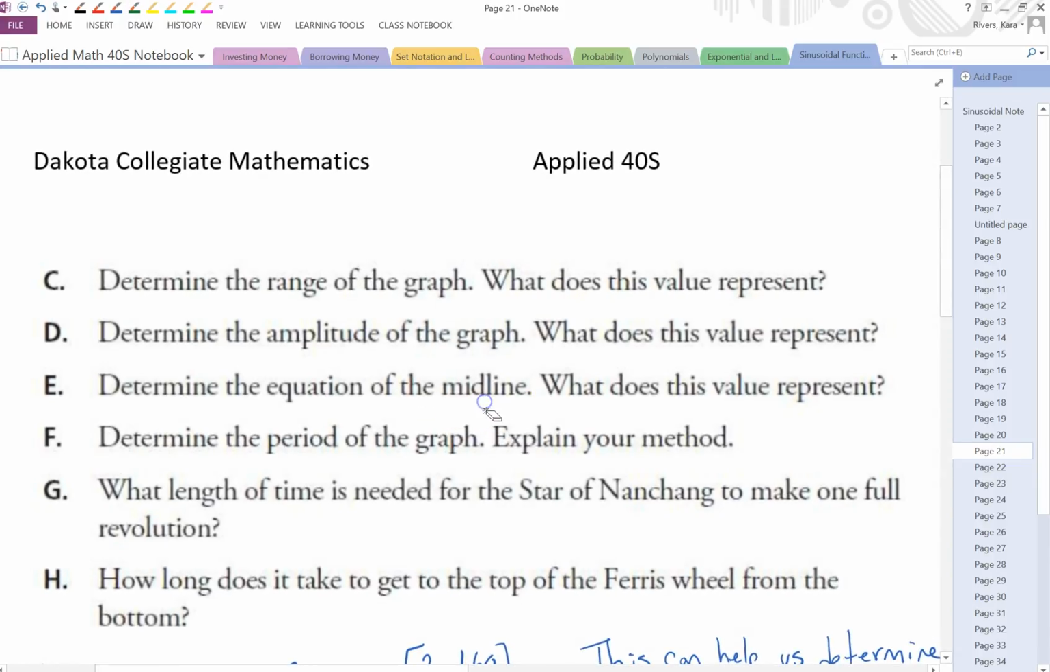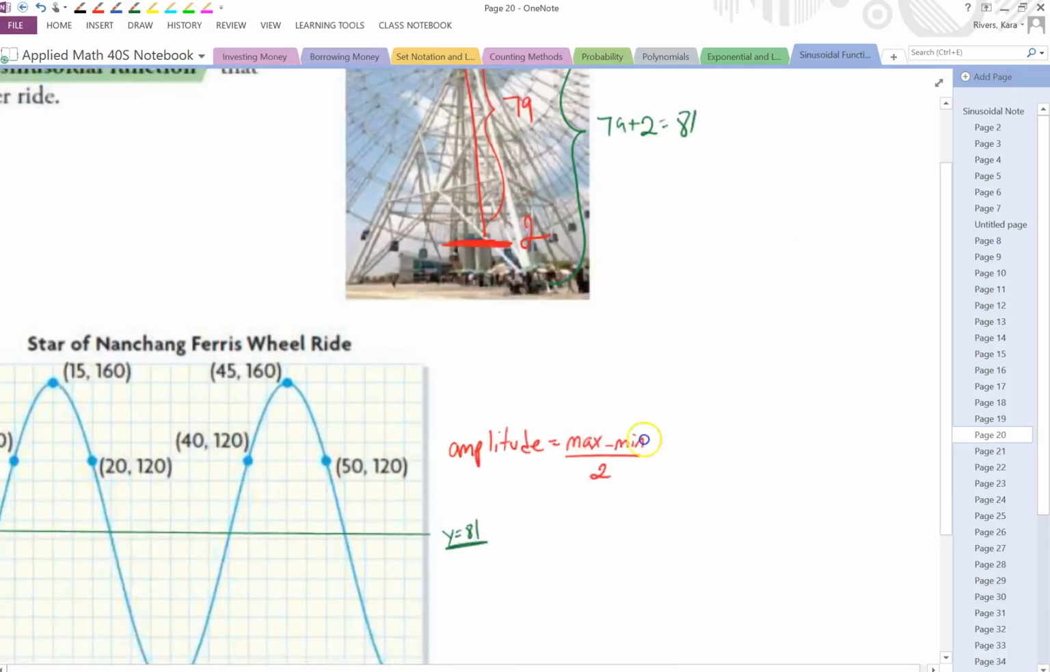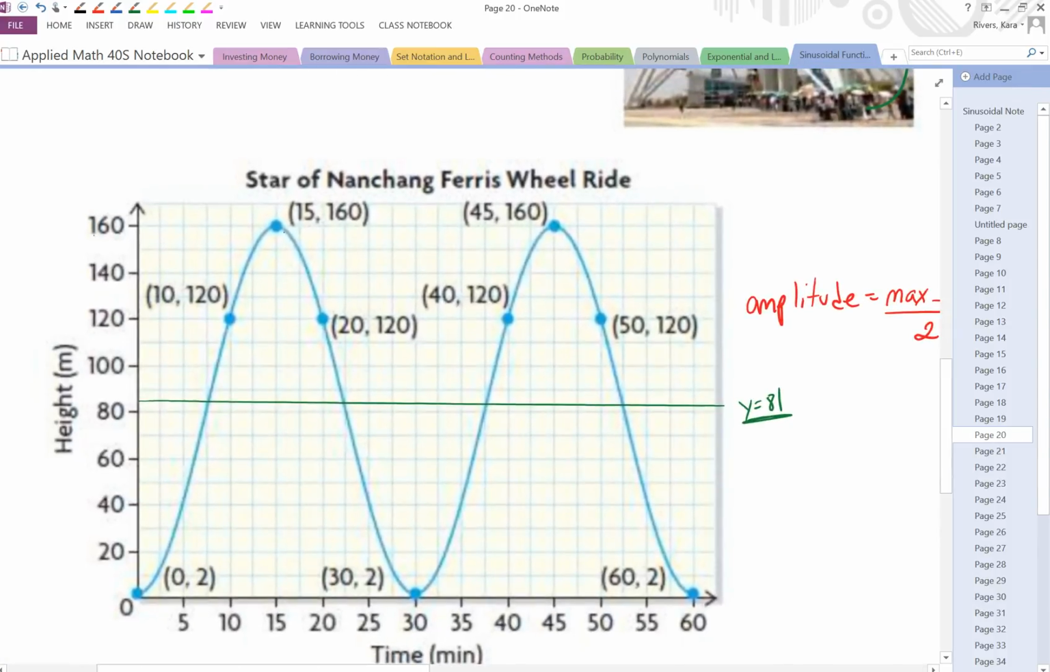We just finished E. So F says, determine the period of the graph. Explain your method. So period, when we're talking about period, we're talking about how long it takes for there to be one full cycle, or one repetition of our graph. So if we look here, there's lots of different points at which you can calculate period. In this graph, I can see that my starting point is at 0, and then that point happens again 30 minutes later, and I can see that from the graph.